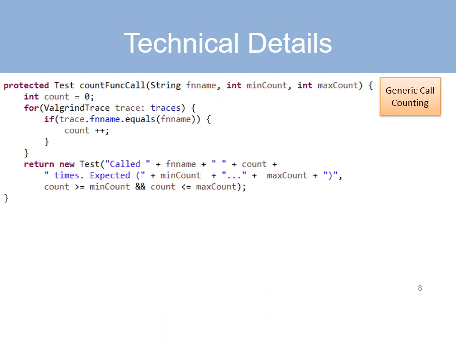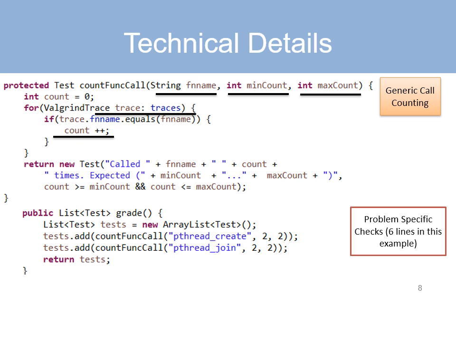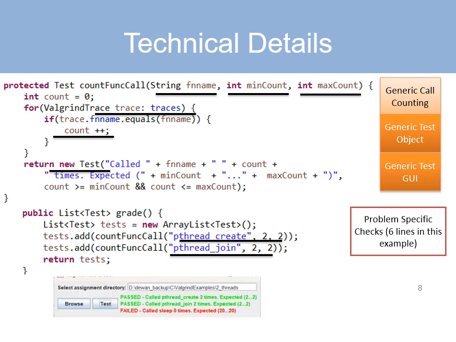Okay? And here's our call counting routine. So Valgrind trace takes a function name, the minimum number of times the function is supposed to be called, the maximum number of times. It goes through all the past traces, figures out how many times it was called, and this is generic. And here's a special grader you've written, which says, okay, I want pthread_create to have been called twice, and pthread_join to have been called twice. And if that's done, then a GUI shows that it did happen.